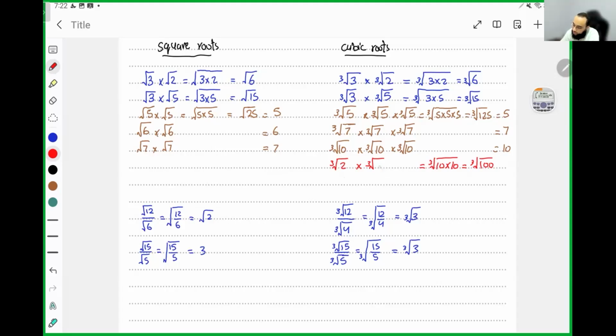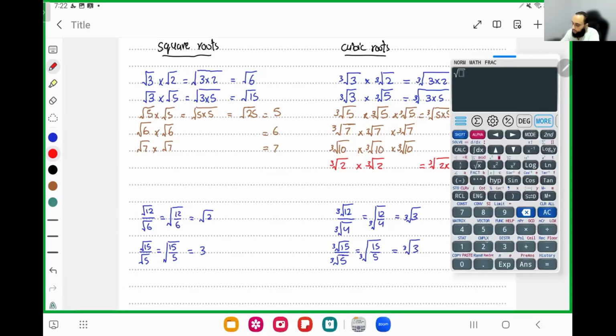2 and 2. So 2 times 2, 4. Correct? Check this. Cubic root 2 times cubic root 2. Also decimal. So, okay. Is it the same decimals that I get with my calculator? Root 2 times shift square root 2. That is the same decimal? I think it's the same decimal. Correct?